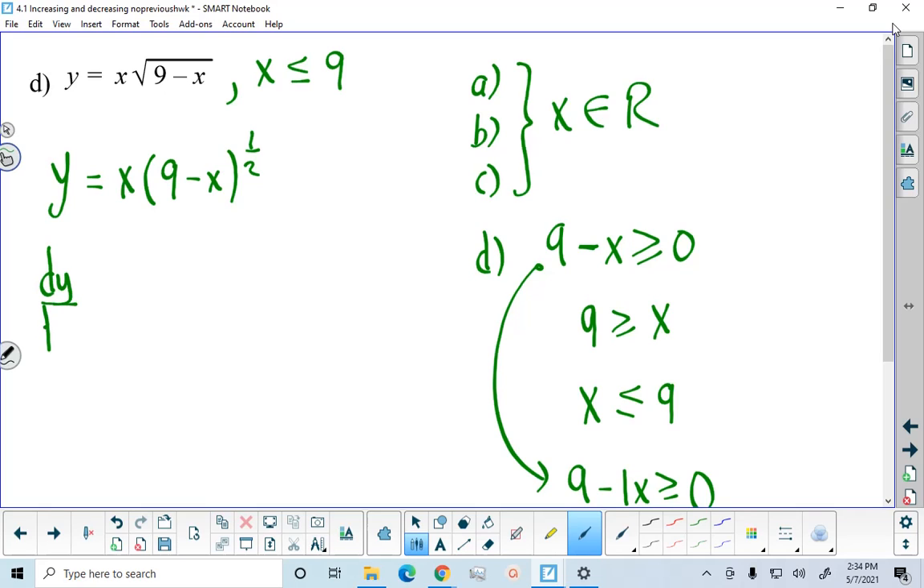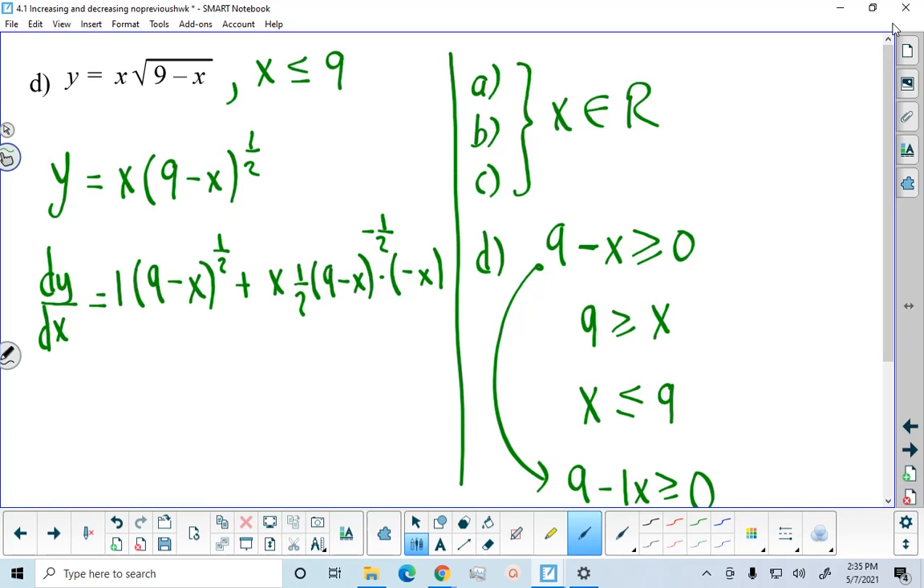dy/dx is the derivative of the first times the second, plus the first times the derivative of the second: drop 1 from the exponent after I wrap it around in front, times the derivative of what's inside. Be careful here. I almost wrote negative dx/dt, but we're not differentiating with respect to time. This is not a related rates question.